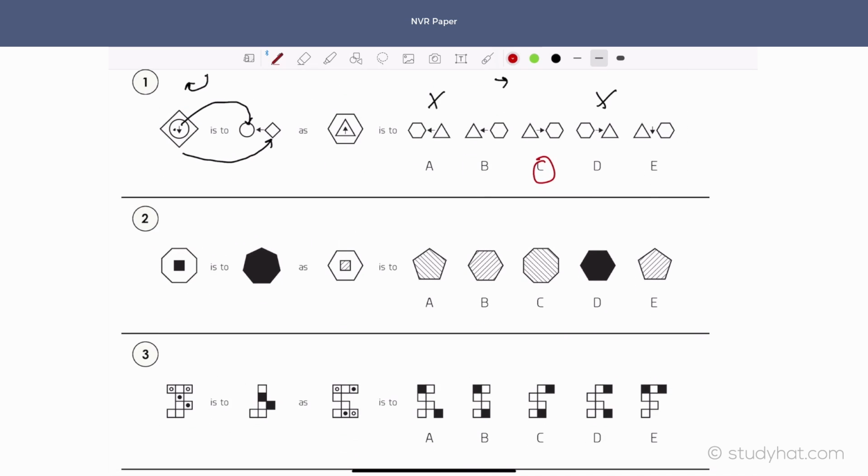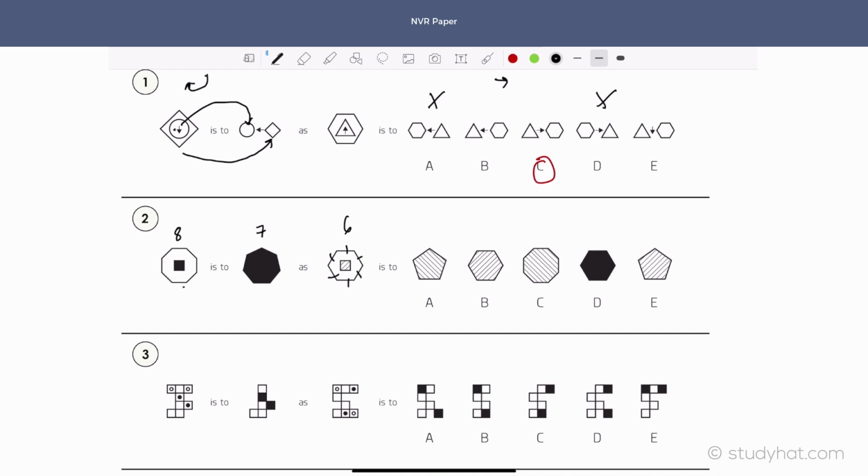Question 2. So we can see here, the shape has changed the number of sides. Here we've got 8 sides to the shape. 3, 4, 5, 6, 7, 8. And here we've got 7. We've got a pentagon. 1, 2, 3, 4, 5, 6, 7. So that's gone down by 1. So this shape has 1, 2, 3, 4, 5, 6. Hexagon. It's going to go down to 5. So we want a 5-sided shape.